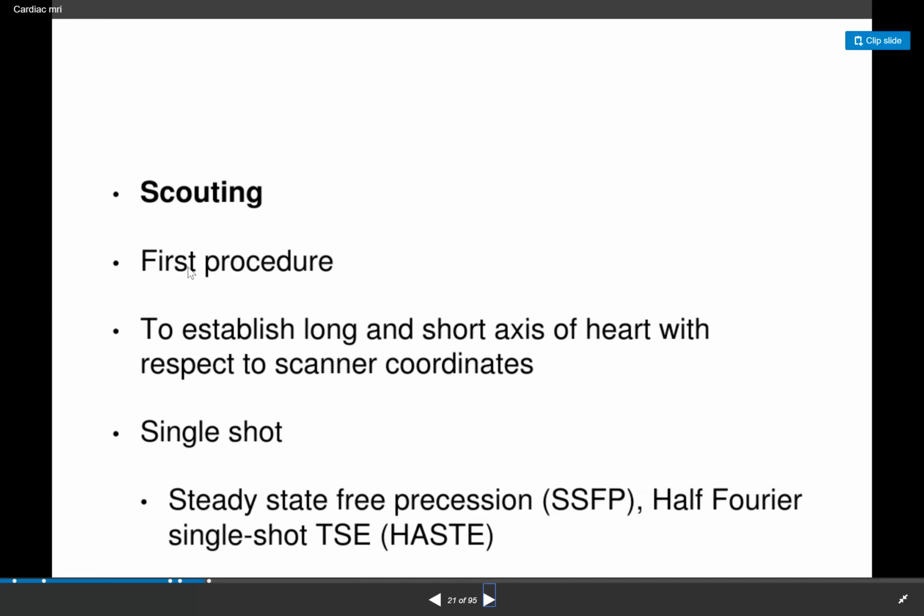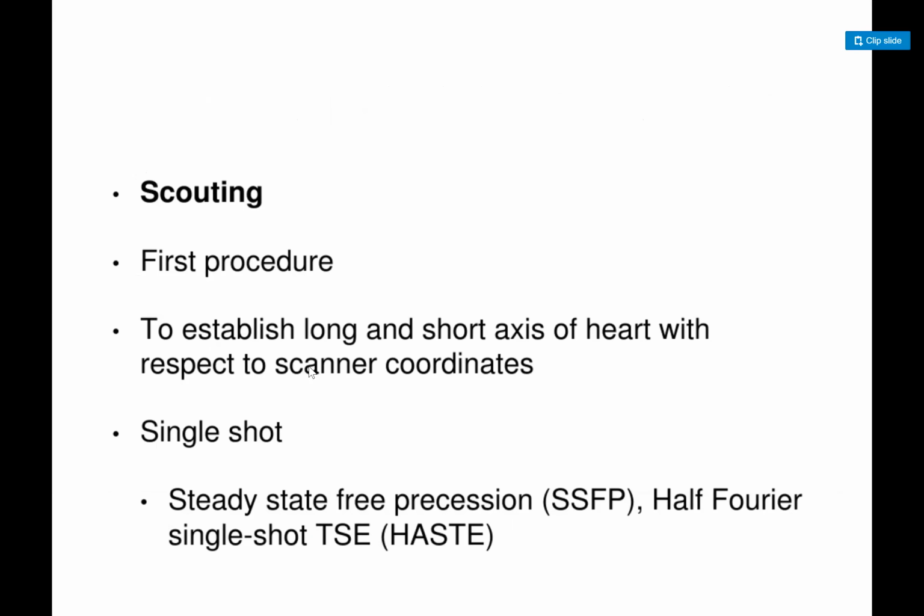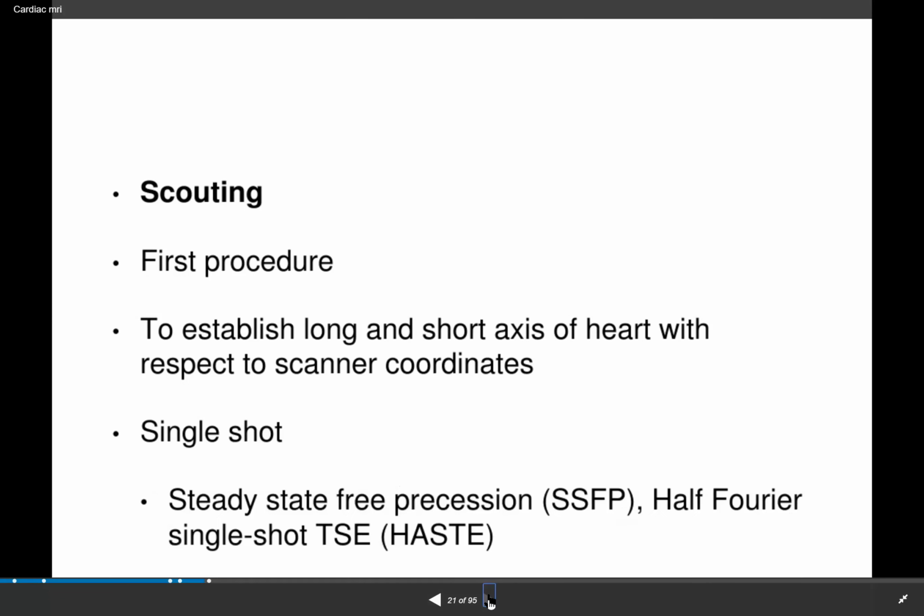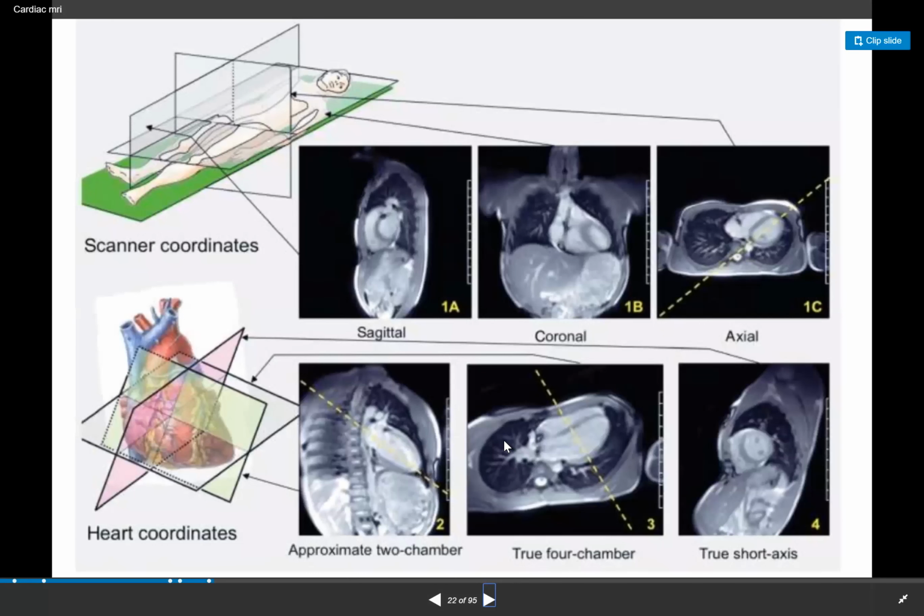So scouting, the first procedure, mainly is, like I said, we cannot do 3D imaging in these patients. So we have to find an axis through which we are going to take pictures. And that axis should be through the apex to get perfect imaging. These are single shot images. And after this, we would do SSFP imaging. So this is an example.